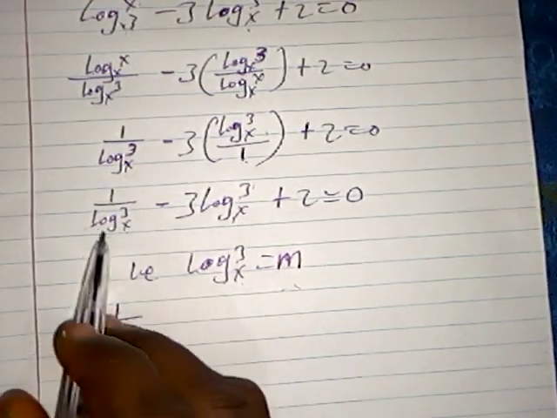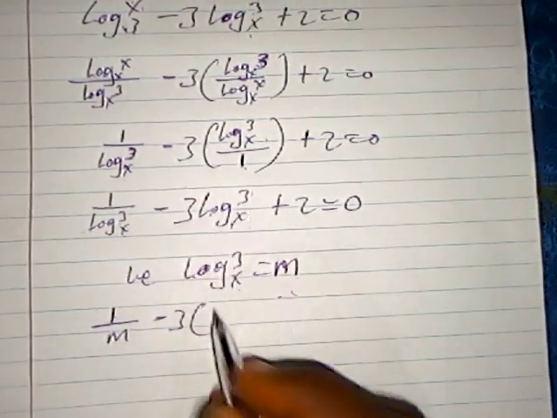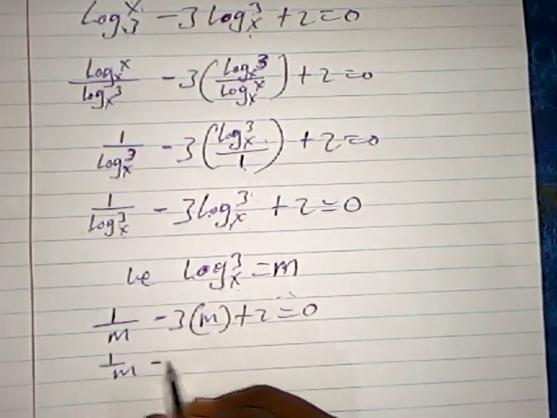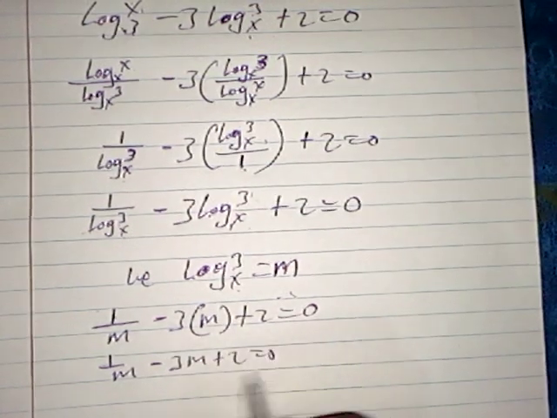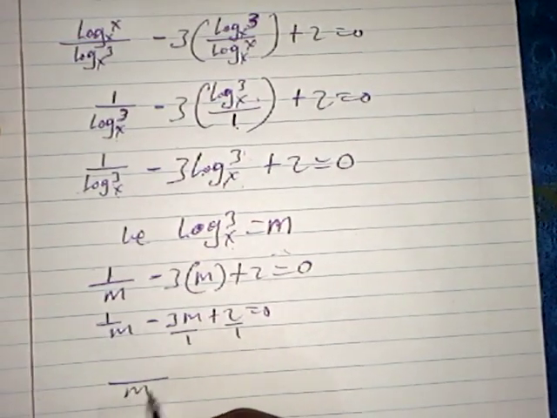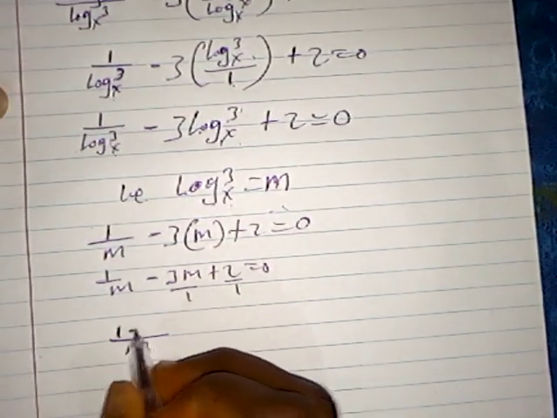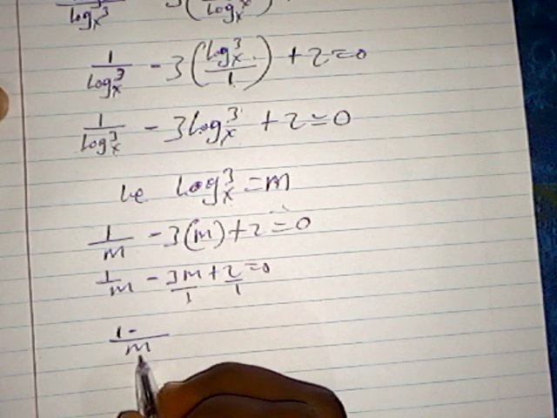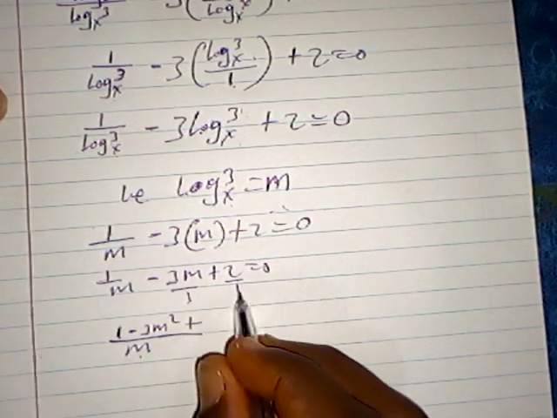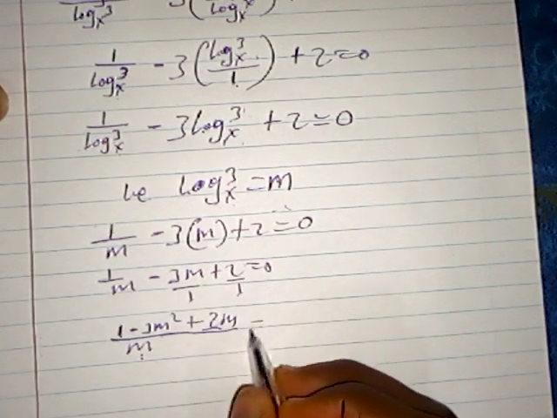So 1 upon log of 3 base x is 1 upon m, minus 3 into log of 3 base x is 3m, plus 2 equals 0. So 1 upon m minus 3m plus 2 equals 0. Give the denominator of 1. Find the LCM, which is m. So m into itself 1 times, 1 times m is 1, minus 1 into m is m. M times 3m is 3m square. Plus 1 into m is m. M times 2 is 2m, equals 0.